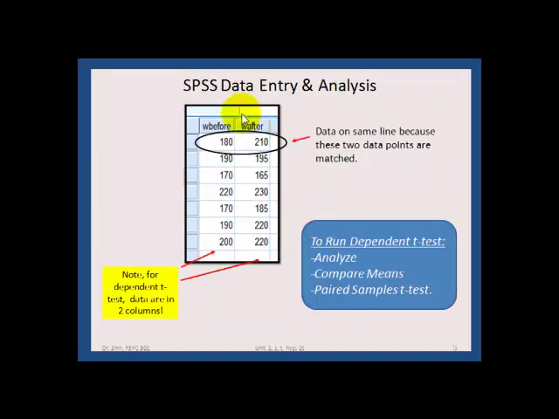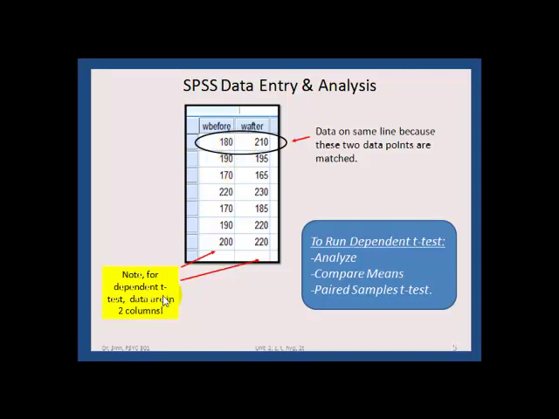So how would this go into SPSS? We're going to have two columns, and for each person, we're going to have both of their scores on the same line. Or if they were matched people, we'd have each score for each person that's matched on the same line.